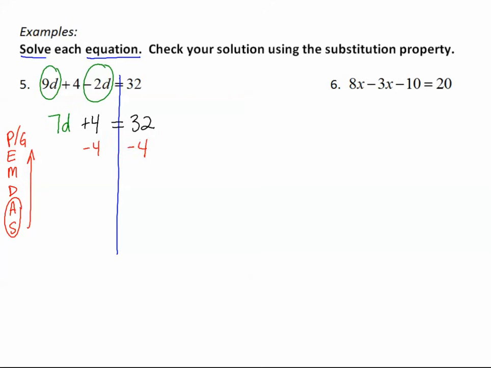What do I have left over? 7d, because those are gone. 7d equals 32 minus 4, 28. Now I can do the multiplication or division. 7 times d, so I divide both sides by 7. Then d equals 4. And there's my answer. d equals 4.